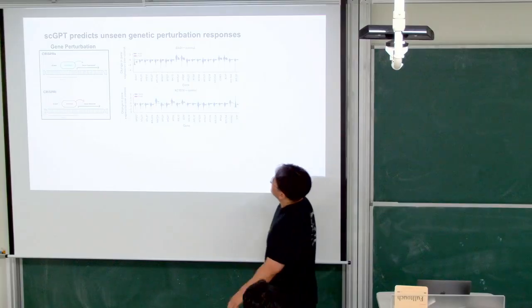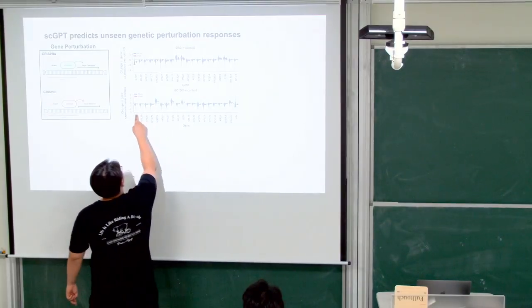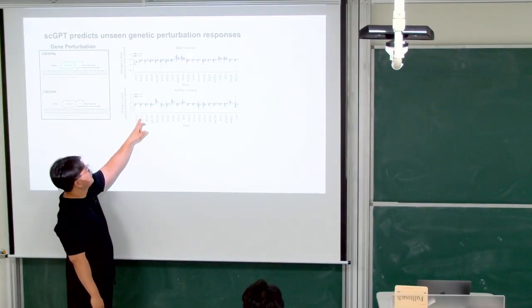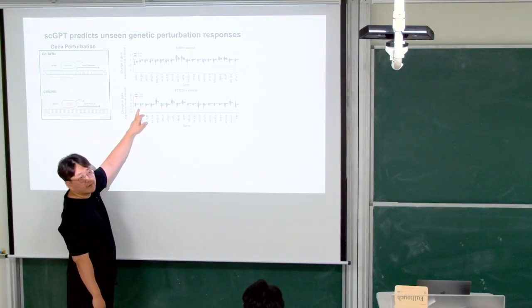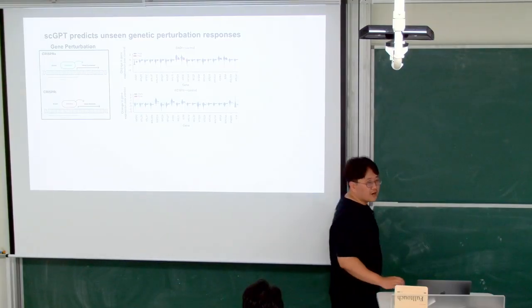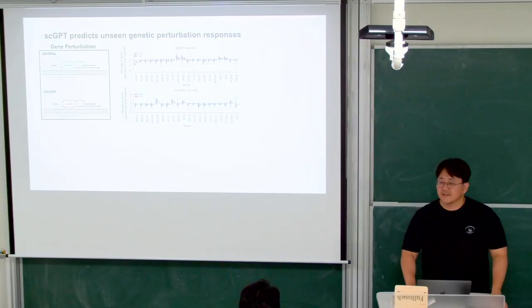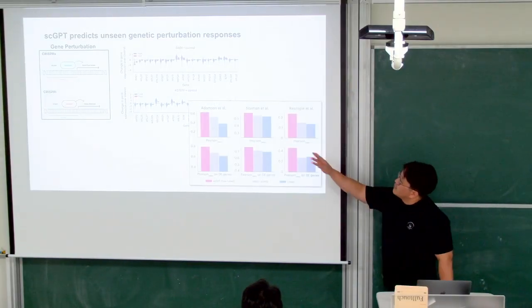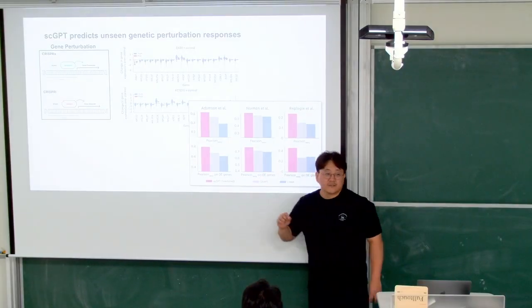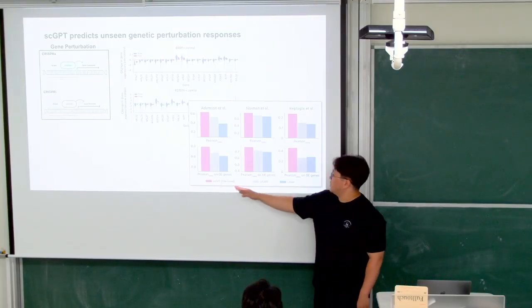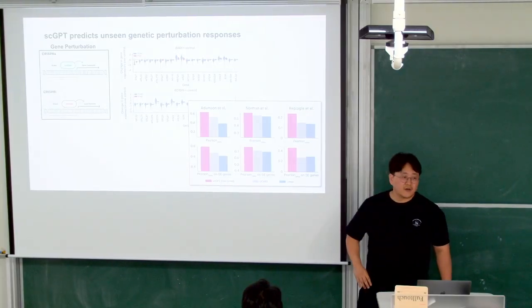Then the blue violin plot indicates the distribution of each gene, and the pink one is predicted. So I think these two gene expressions are highly correlated, right? They quantified this correlation using Pearson correlation, and they confirmed that scGPT is better than the conventional algorithm.